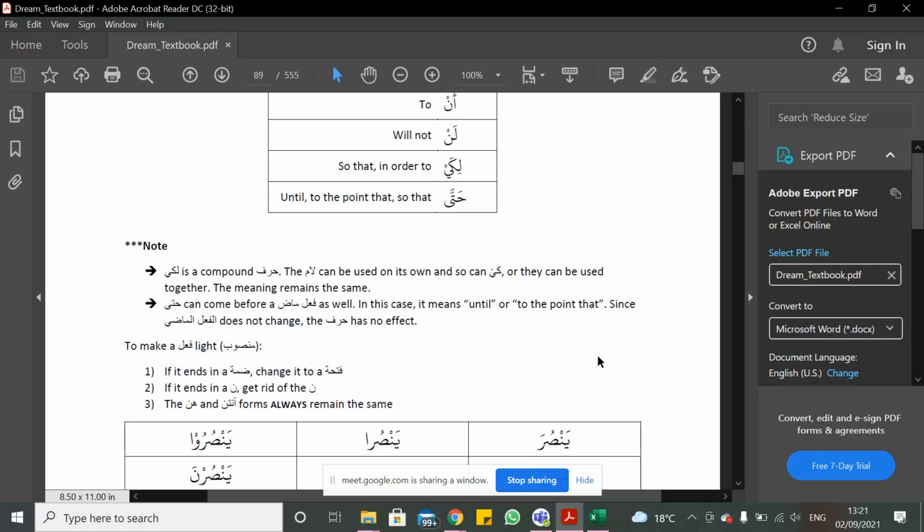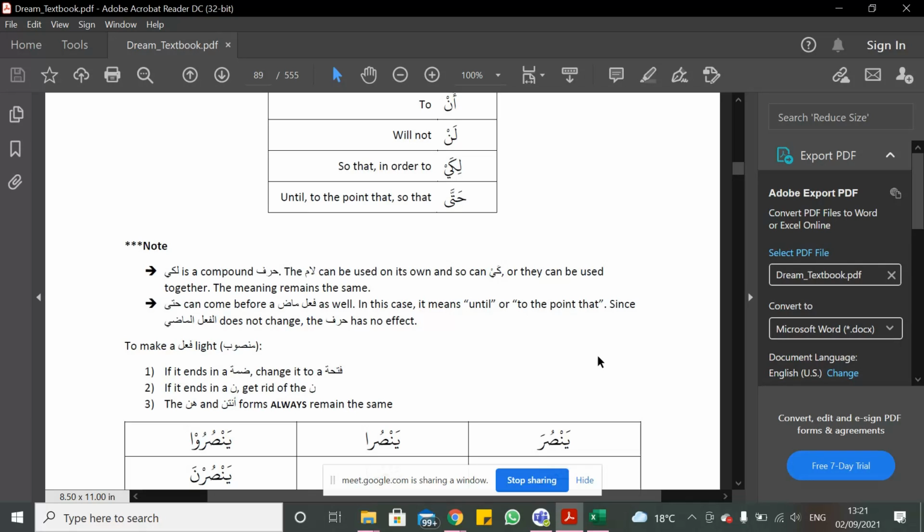When you take li from likai, does it turn into the other harf, the jazm one? You don't have li as a harf jazm as well, but you will see the effect it has on the fi'l, whether it is nasab or jazm, whether it is light or lightest. If it is light, the meaning will be so that; if it is lightest, the meaning is this should. Okay.